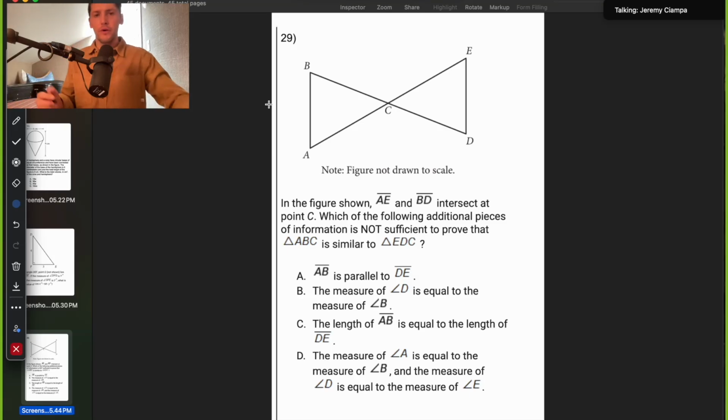I'll read the question for you. We have these sort of two intersecting triangles. This is getting to be a bit of a theme, right? In the figure shown, AE and BD line segments intersect at point C.